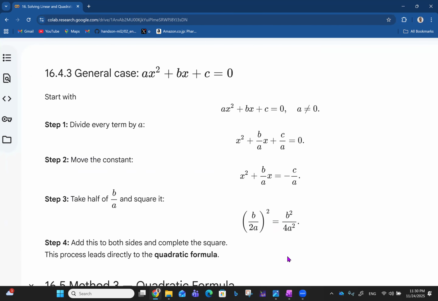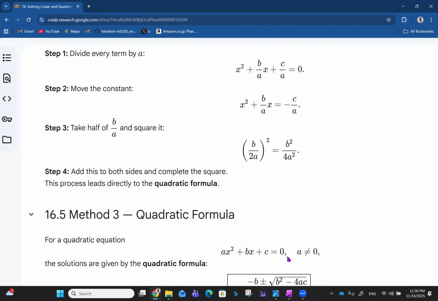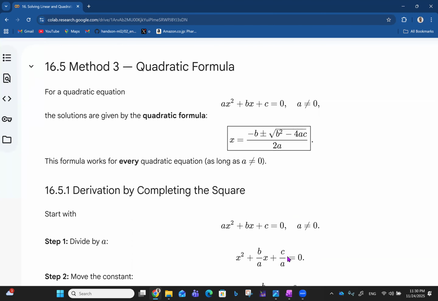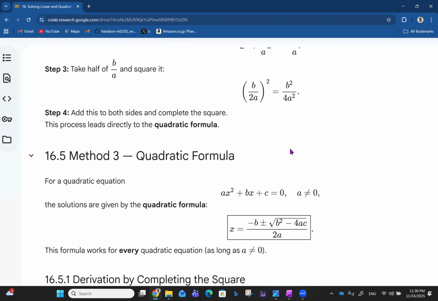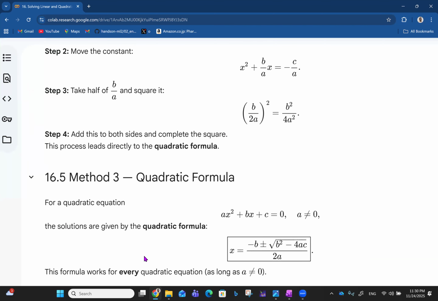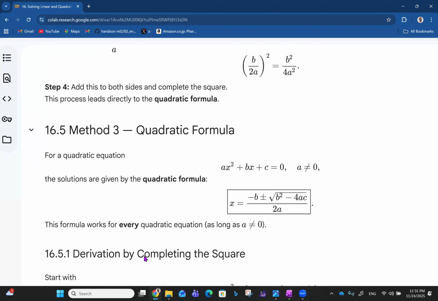So you can actually use completing the square directly to solve a problem. But if you continue simplifying the completing the square, you end up with the quadratic formula. So by the time you add b squared over 4a squared to both sides, you end up getting this result right here. So for the quadratic equation ax squared plus bx plus c equals 0, a is not equal to 0, the solutions are given by the quadratic formula x equals minus b plus or minus square root of b squared minus 4ac over 2a. This formula works for every quadratic equation as long as a is not equal to 0.